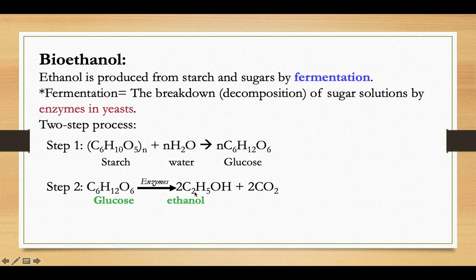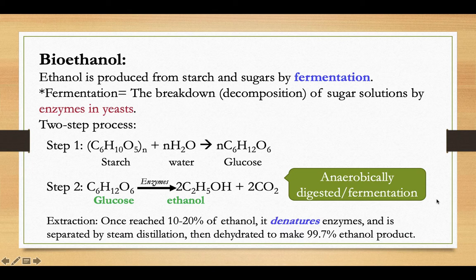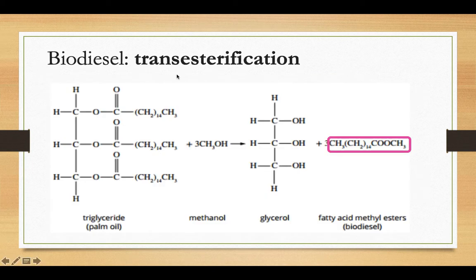Ethanol can be directly used as a fuel, and since it's produced from plants, which are renewable, they are bioethanols. Okay? This process is an anaerobic digestion, also known as fermentation. Okay? And the third kind is biodiesel. We'll look closer at it later in the chapter.